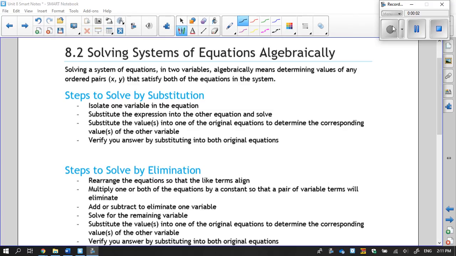So this is 8.2, solving systems of equations algebraically. Solving a system of equations in two variables algebraically means determining values of any ordered pairs that satisfy both equations in the system. You can either solve by substitution or by elimination.